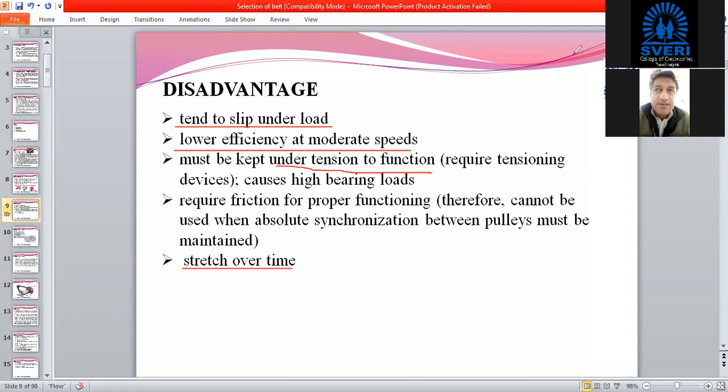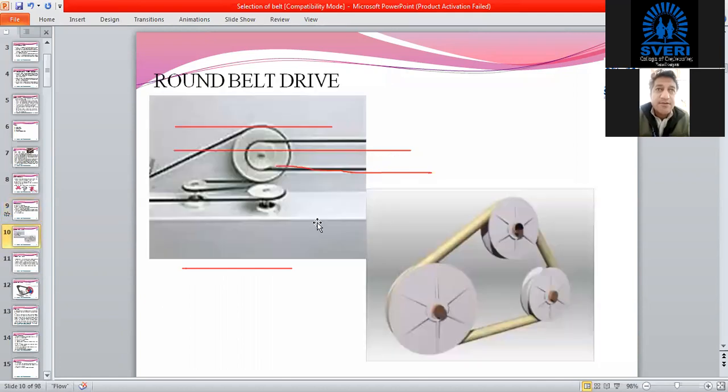Then we are going to see the next slide. Already I have told you that you can add more in these disadvantages and even in the advantages also. Now the next type which we are going to see is the round belt. This type of round belt you might have seen in computers as well as some electronic devices, where power is transmitted from one pulley to another pulley. So this is the pictorial diagram of the round belt.